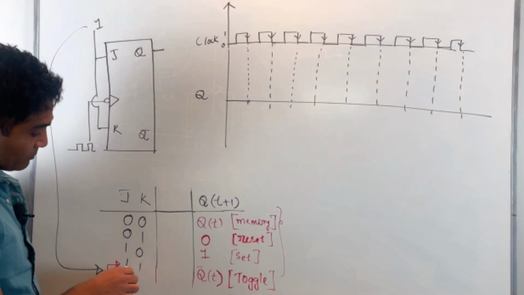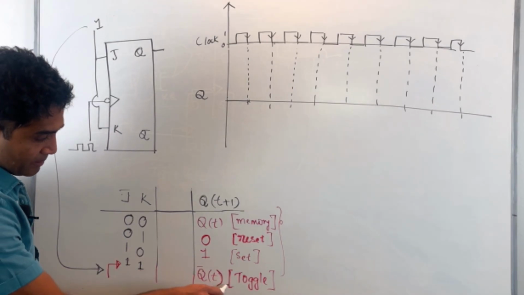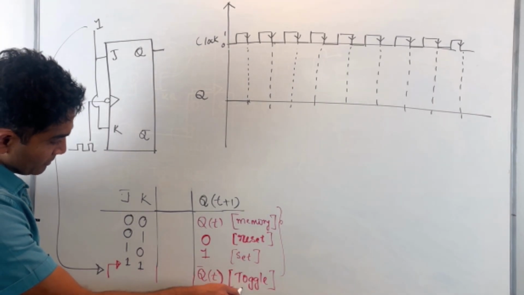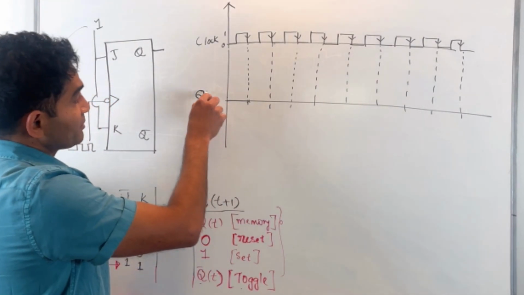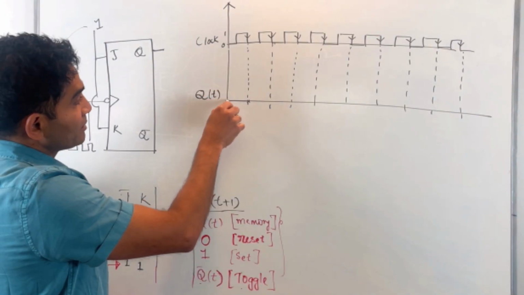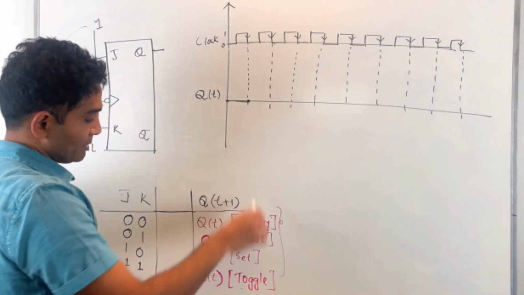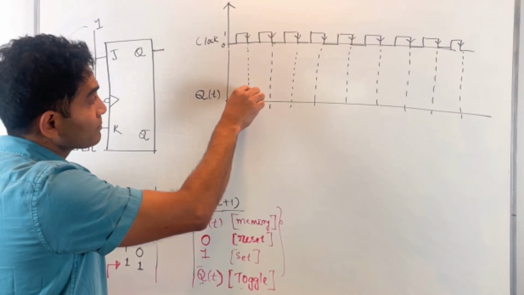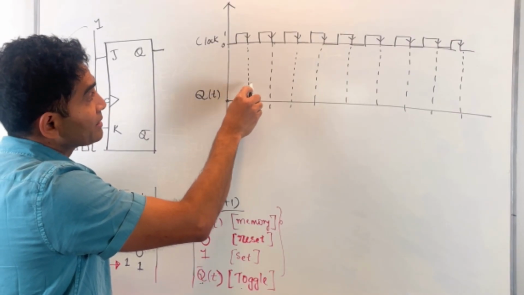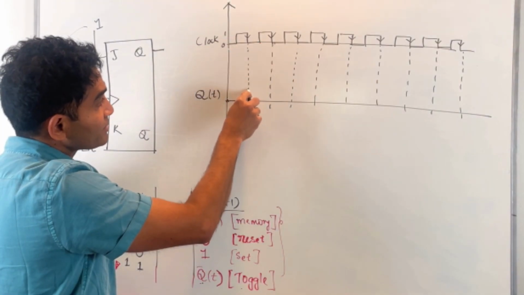You can see that when my inputs are fixed at 1 and 1, every time my flip-flop gets triggered, the output toggles. So in this case, this is Q of t, right? That's Q of t. That's Q of t plus 1 becomes Q prime of t. So the output toggles, and it remains in this state until the next triggering instance, which is that.